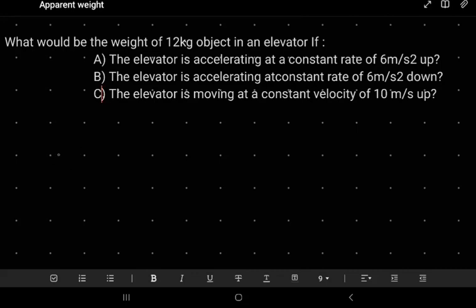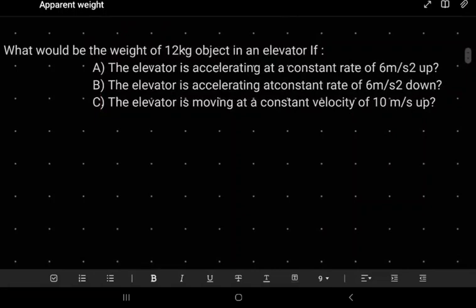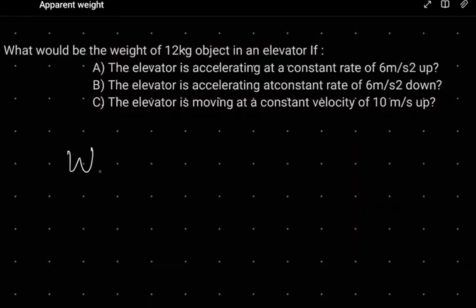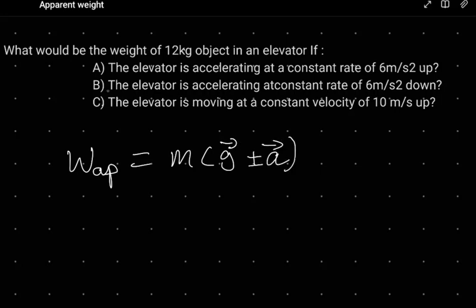The apparent weight is given by the mass times the acceleration due to gravity plus or minus the acceleration of the system. So in the case of A, the elevator is accelerating upward. There is a measuring instrument here. The acceleration is 6 meters per second square, and it is up, so we add.